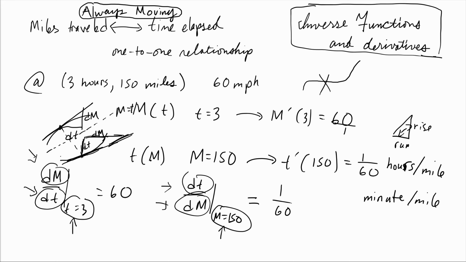Hopefully this is a good little example of how to look at a situation like this. Really, the solution was given early on. I just gave some additional explanation here. But how would you find t prime of 150? Well, it's sitting right in front of you. You just take a reciprocal. That's really it. Just a simple idea. And we're done with that one.